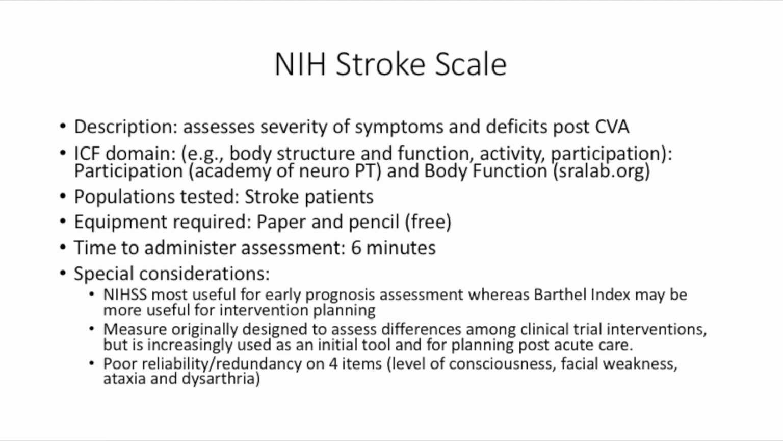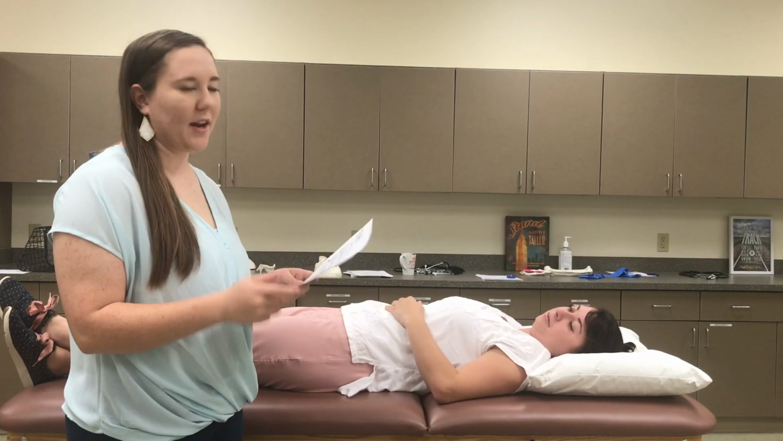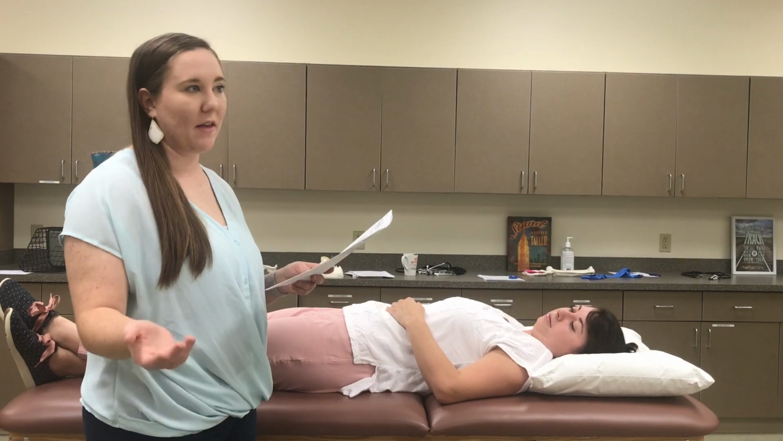Some special considerations are that the NIHSS is most useful for early prognosis assessment, whereas the Barthel Index may be more useful for intervention planning. The measure was originally designed to assess differences among clinical trial interventions, but it is increasingly used as an initial tool and for planning post-acute care. It does have poor reliability and redundancy on 4 items: level of consciousness, facial weakness, ataxia, and dysarthria.